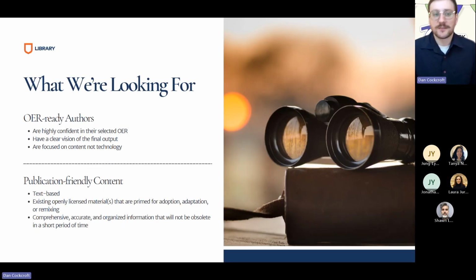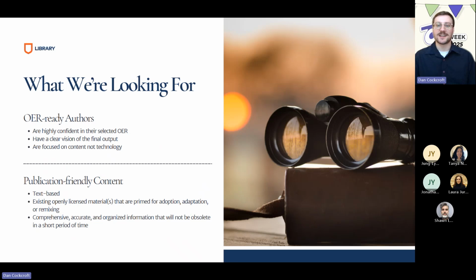So what are we looking for? Well, we're looking for OER ready authors, people who have a really clear vision of the final output, what they're looking for. Folks who are super confident in their selected OER, or at least the plan they have to build an OER. We tend to look for projects that are focused on content, not technology.